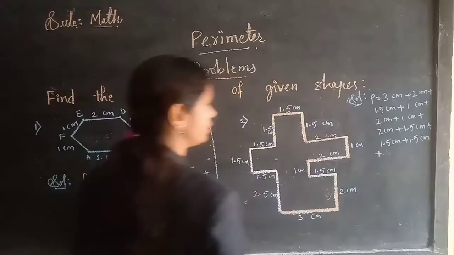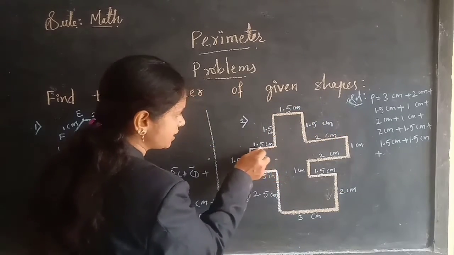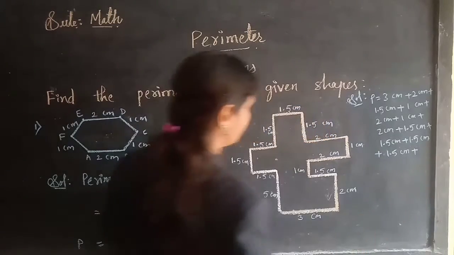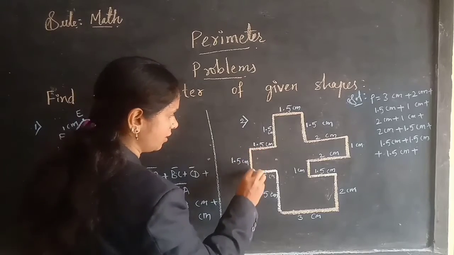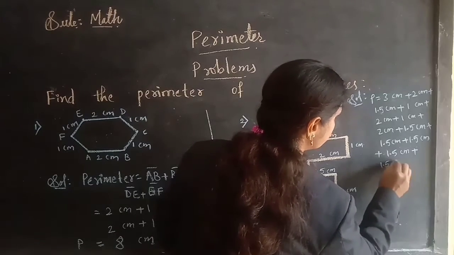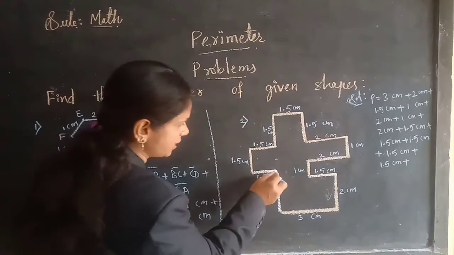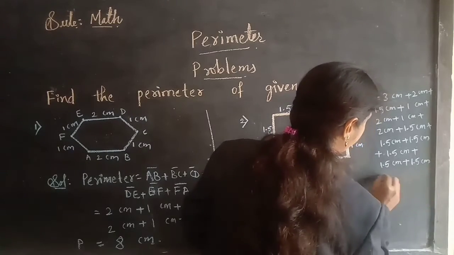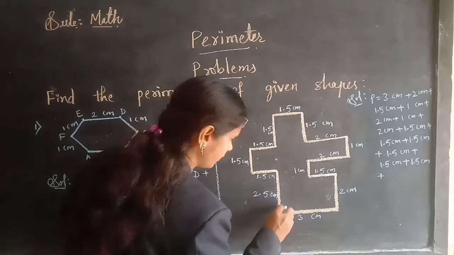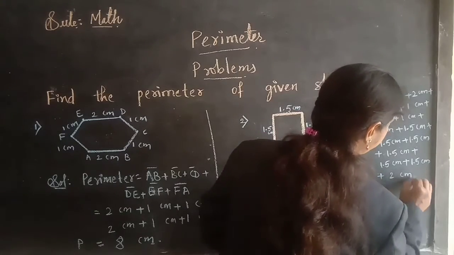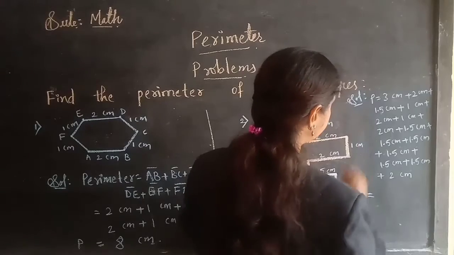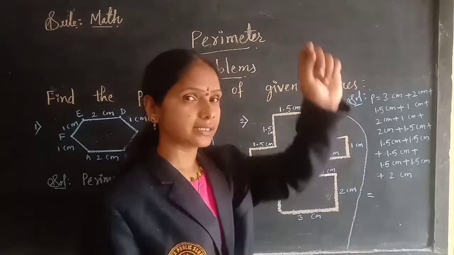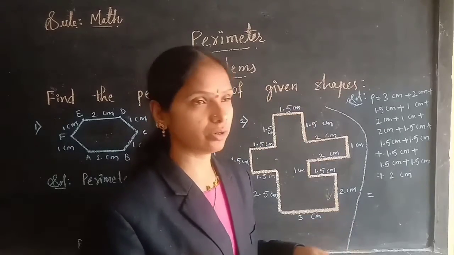Many decimal numbers are there children, while you are adding be careful. And this side length is 1.5 centimeters, plus, and here 1.5 centimeters, plus, and this side length is again 1.5 centimeters, plus, and here 2 centimeters. So these are the given lengths, children. I have taken them down. Now while you are adding, be careful children, let's add the first numbers, without the decimal numbers.